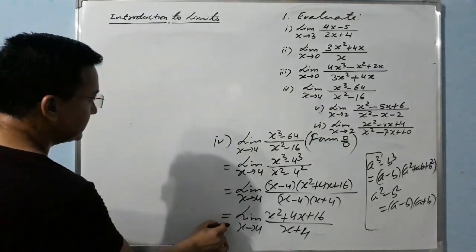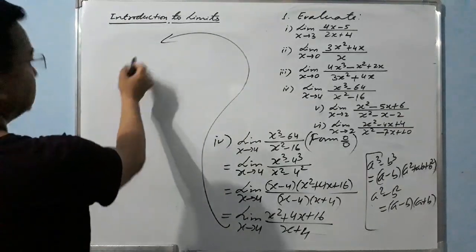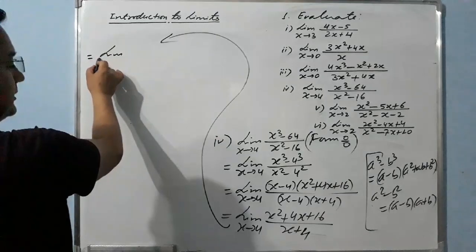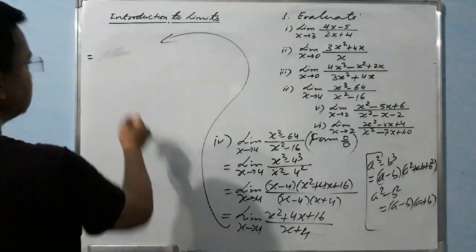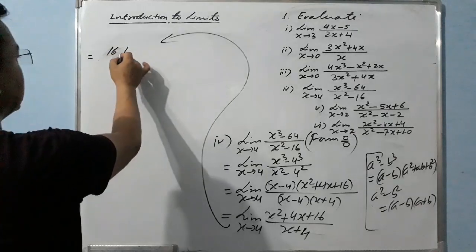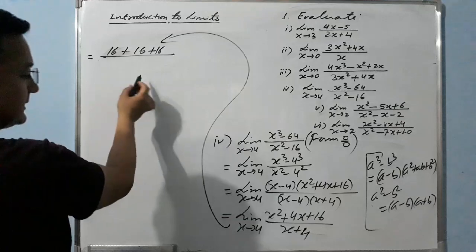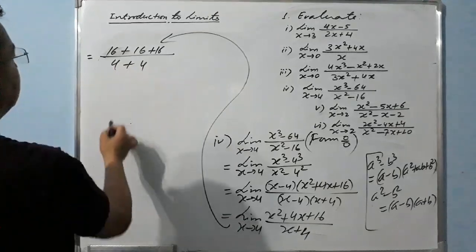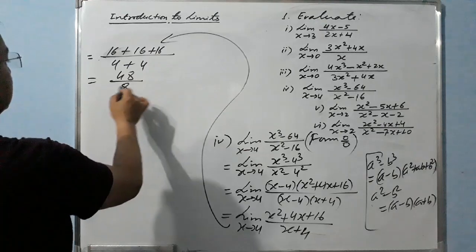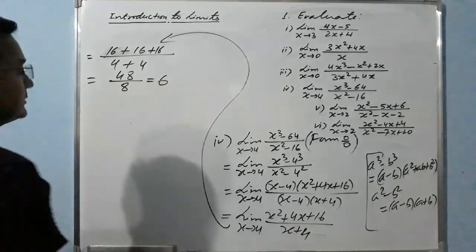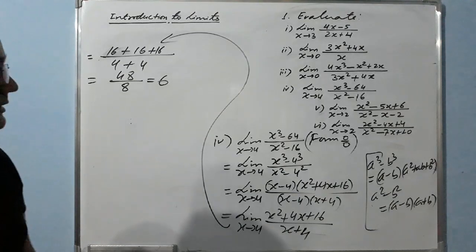Now the remaining part here, all the limit is equal to, okay, no need to write it down. Now we can find out: x squared tends to 16, 4x tends to 16, plus 16 upon x tends to 4 plus 4, which is 48 upon 8. So I think it comes to 6. So 6 is the limit of the function. This way we can find it, right?